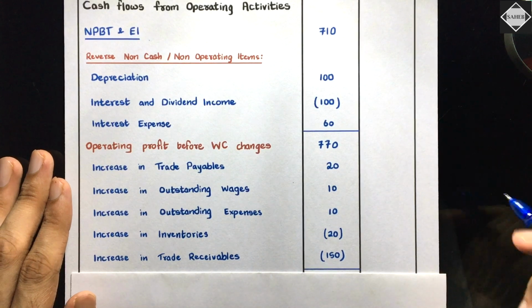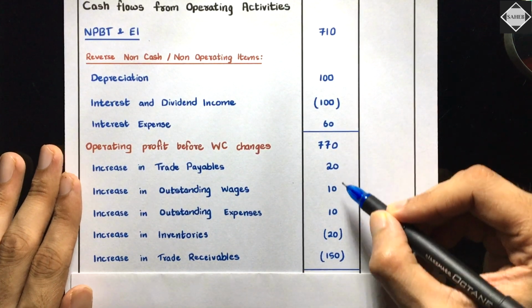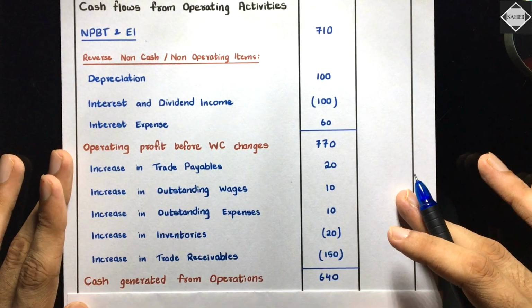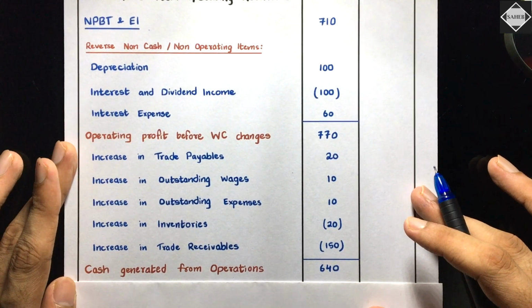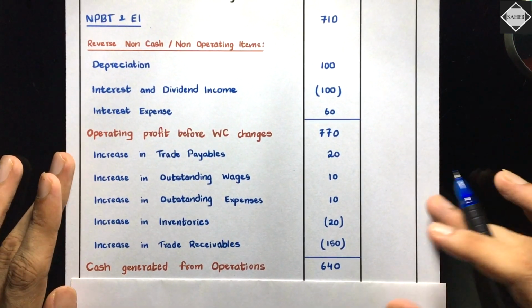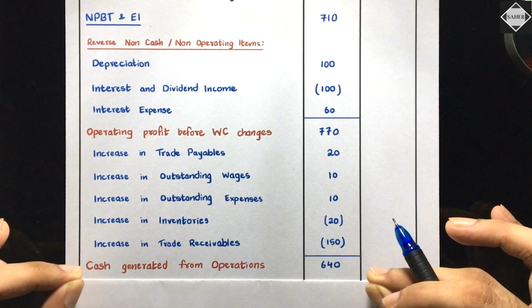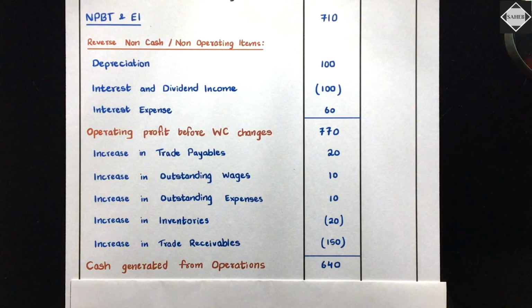So everything is over. Now 770 plus 20 plus 10 plus 10 minus 20 minus 150. That is equal to 640 cash generated from operations. Is it clear? Simple. Now what you will do? Once you get this, you have to subtract the tax paid, the advance tax paid.